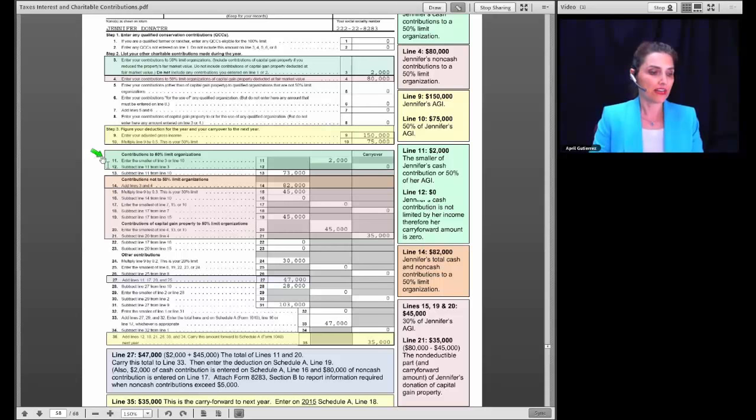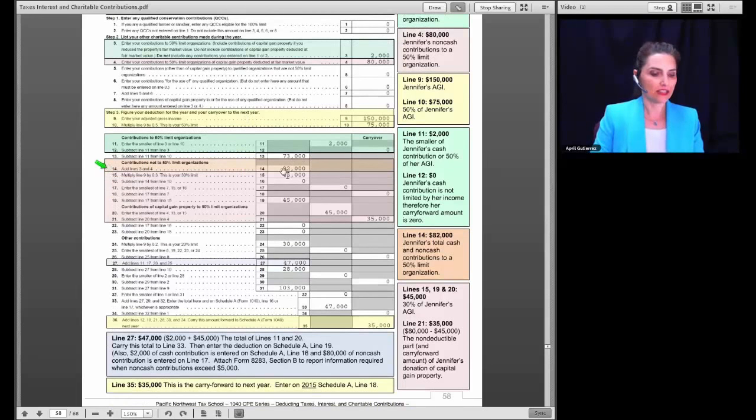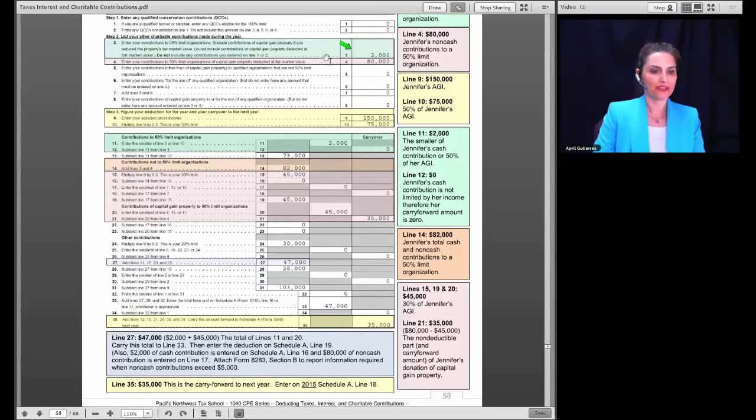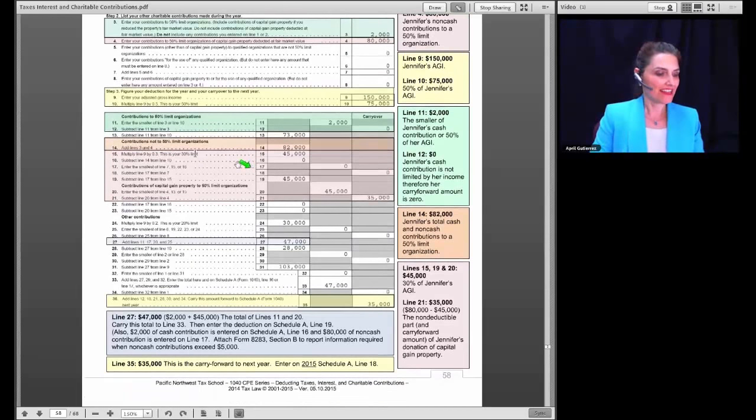Next on line 11, it asks us to enter the amount of cash donated to a 50% organization, and then to subtract that $2,000 from the $75,000 and enter that difference on line 13. On line 14, it says add lines 2 and 3, $2,000 plus $80,000, $82,000. That's what's on line 14. And then it says multiply line 9 by 0.3, that's 30%. So we're going to take line 9, which is the adjusted gross income, and multiply that by 30%. When we do that, we get $45,000.